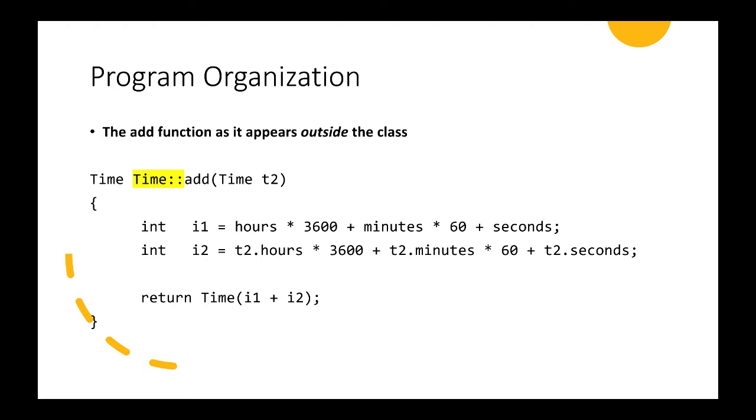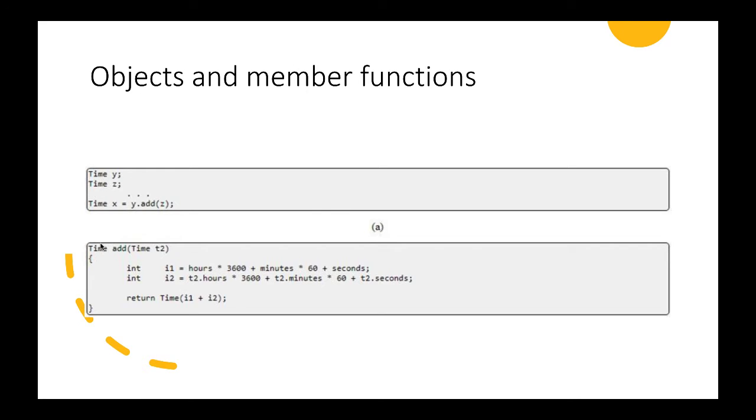Let's talk about program organization. The add function as it appears outside the class. Here we have a function. So let's look at this. It has a return type of the Time class, the class that it's coming from, and it has a parameter of a Time object, and it's named add. Okay, so this is the implementation as if it were inside the header file.